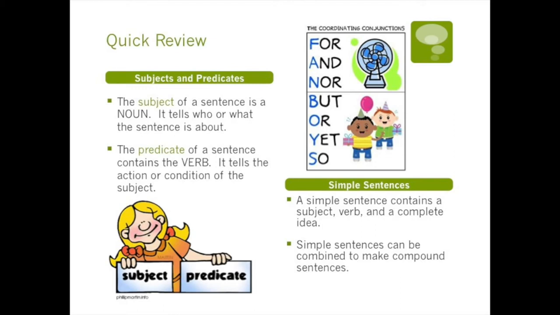The other thing we need to remember from the past is simple sentences. A simple sentence contains a subject, verb, and a complete idea. Simple sentences can be combined to make compound sentences. I hope you remember our helpful mnemonic device, Fanboys, that helps us remember the most common coordinating conjunctions. Coordinating conjunctions are used to combine simple sentences into compound sentences.